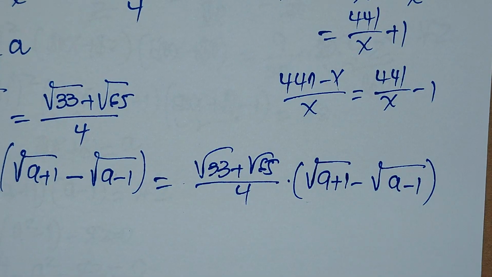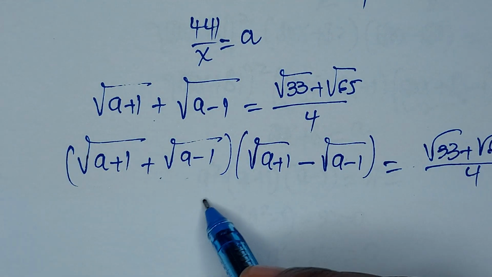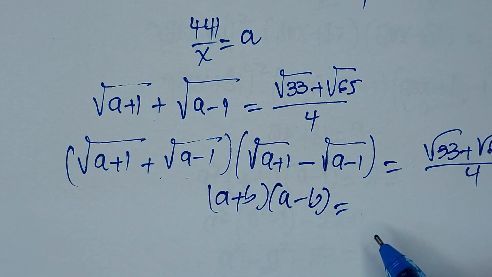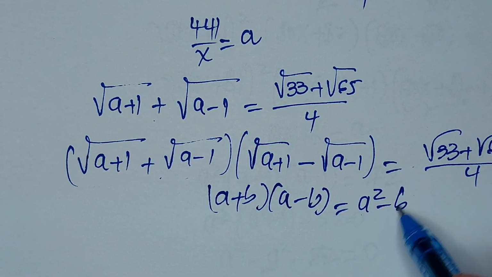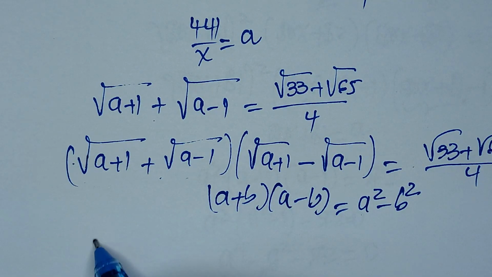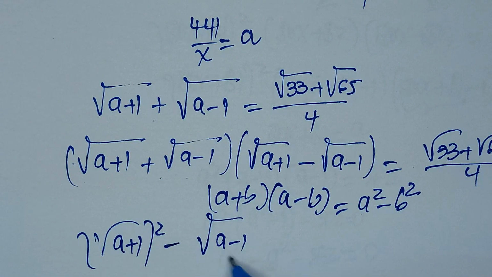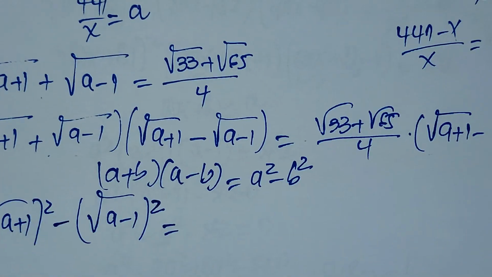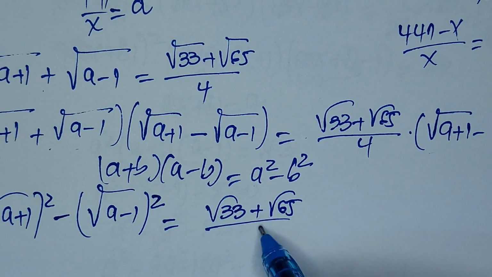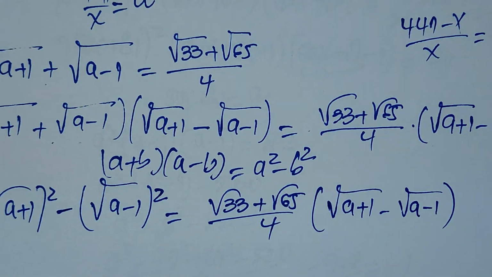Okay, guys, this is what I want. Now, from here, this product is something like a plus b, which multiplies a minus b. And we already know that this is going to be a squared minus b squared. So we're going to have then square root of a plus 1 squared minus square root of a minus 1 squared. And then this is going to be square root of 33 plus square root of 65, divided by 4, and then this is square root of a plus 1 minus square root of a minus 1.